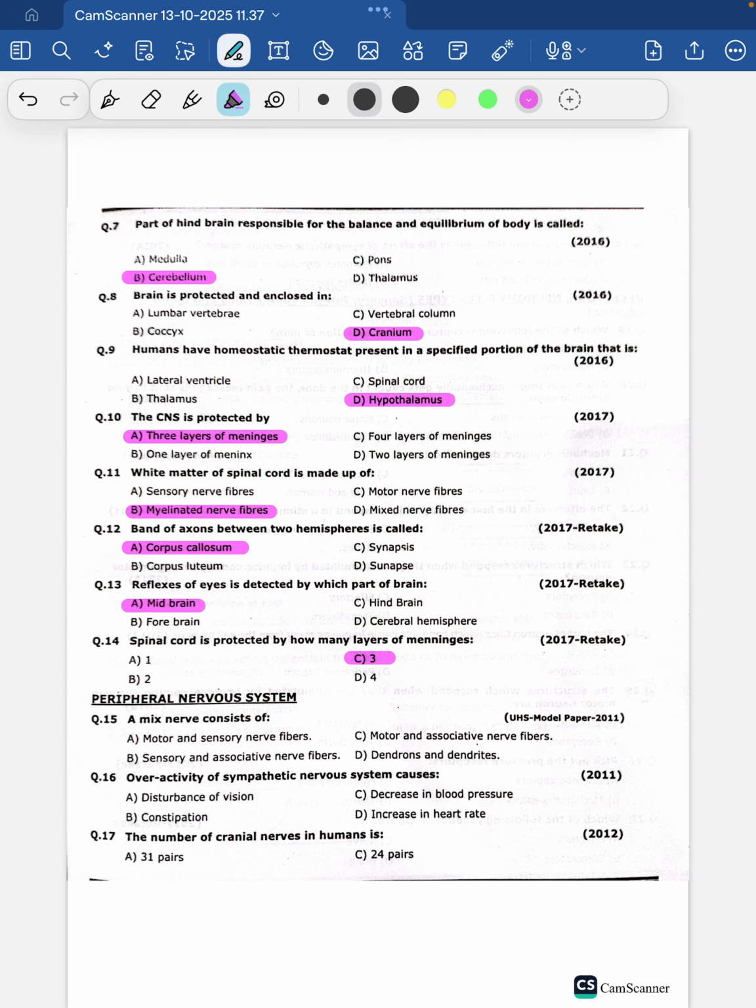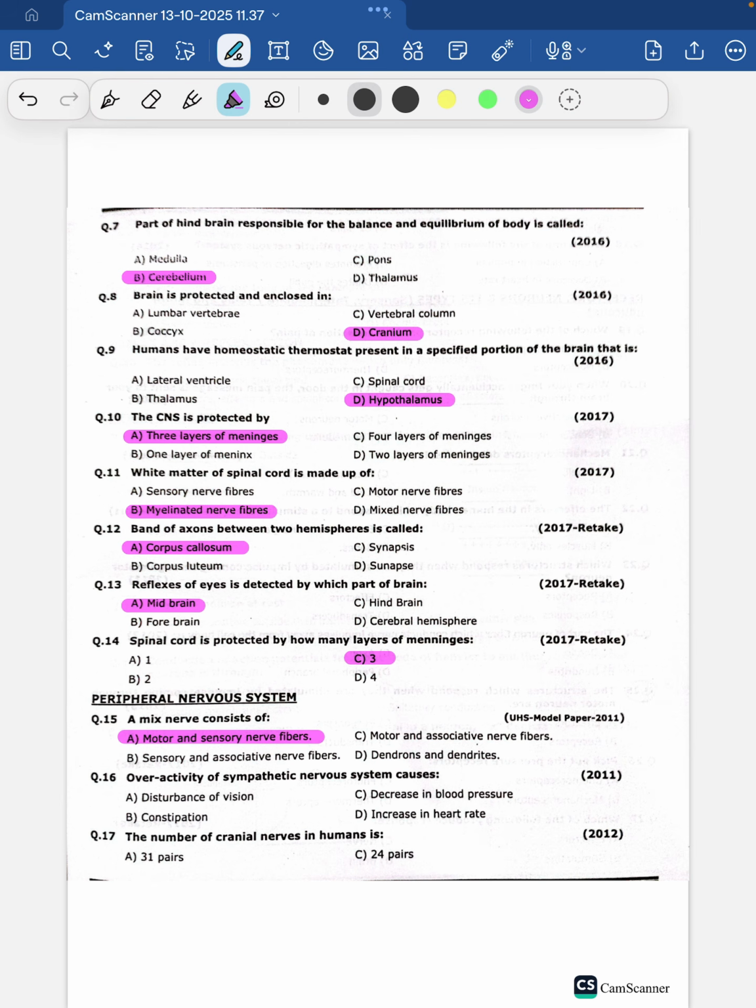Now, the peripheral nervous system. What is a mixed nerve? You have studied three types of nerves. Number one is the sensory nerve, which contains only sensory fibers. Motor nerves contain only motor fibers, while a mixed nerve contains both sensory as well as motor fibers. So the answer will be Alpha, motor and sensory nerve fibers.